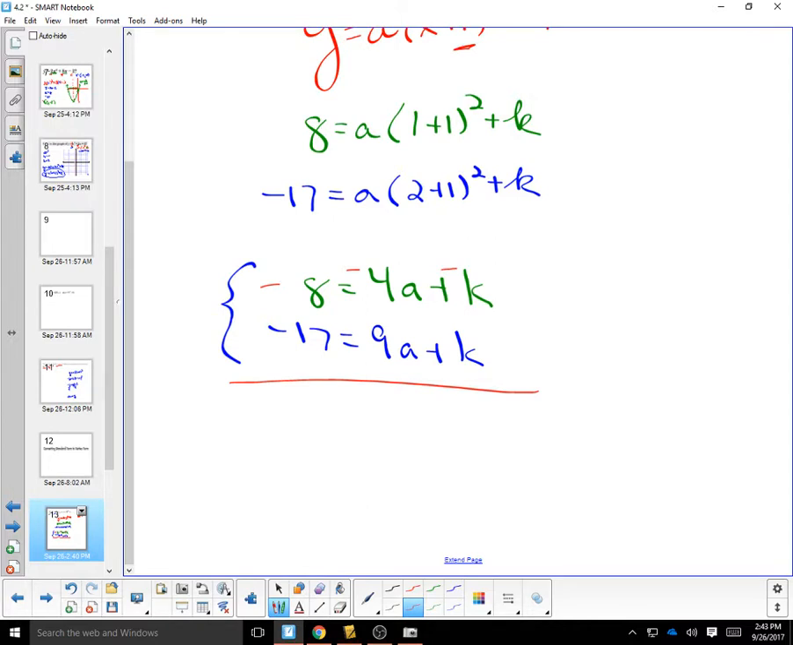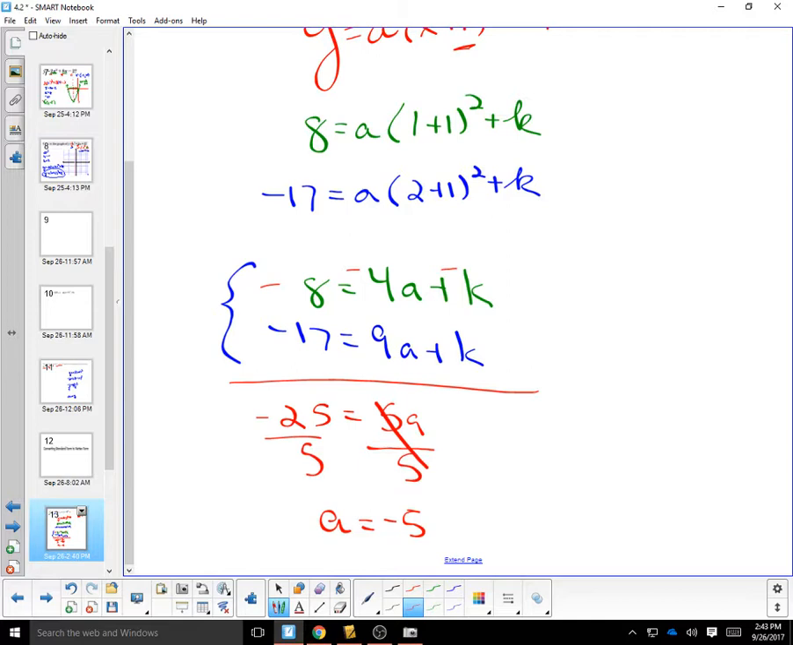So what's -8 minus the 17? -25, right? And what's 9 minus 4? 5. And the k's are gone. So I divide both sides by 5. Guess what the value of a is? -5.